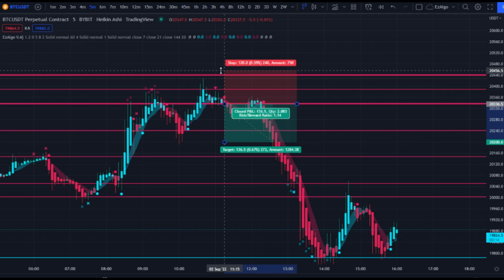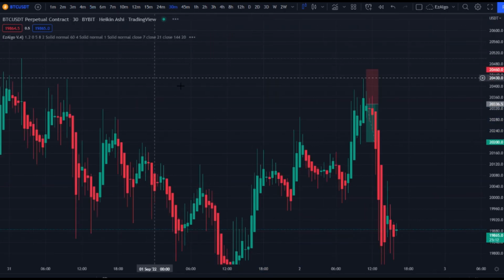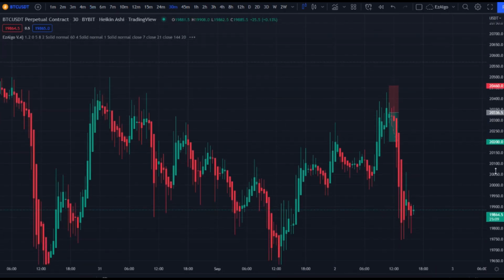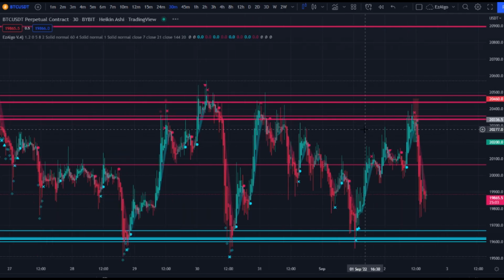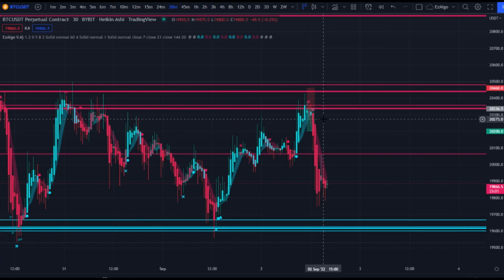But the reason being is because on a higher time frame, like I said, I'm expecting a short from this level on a higher time frame. So as soon as it gets into this general zone, I'm going to be looking for an EzAlgo sell signal on the 5-minute time frame.